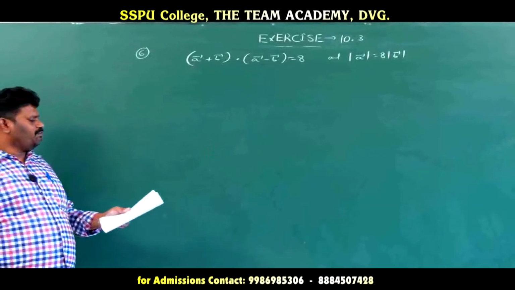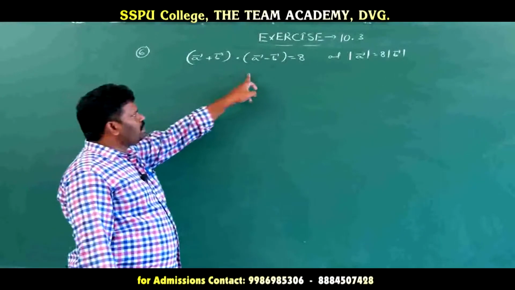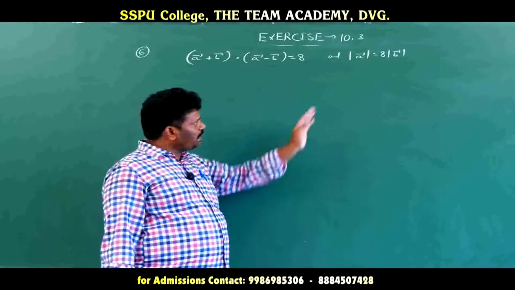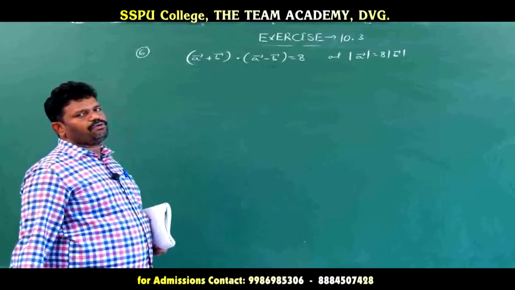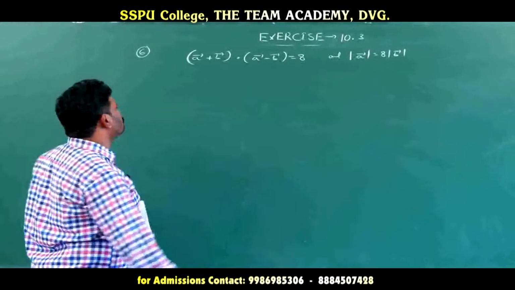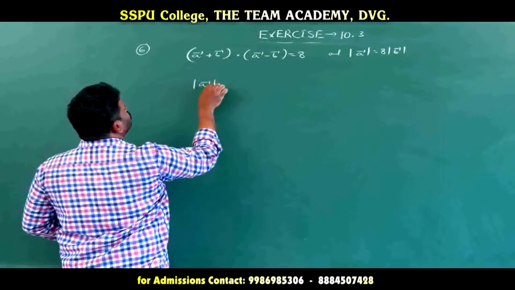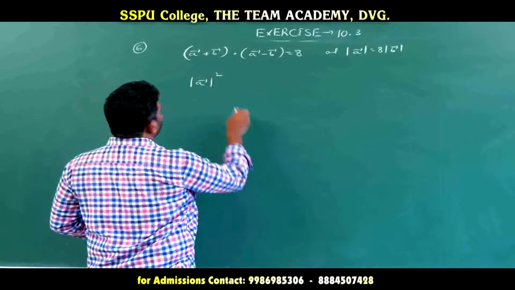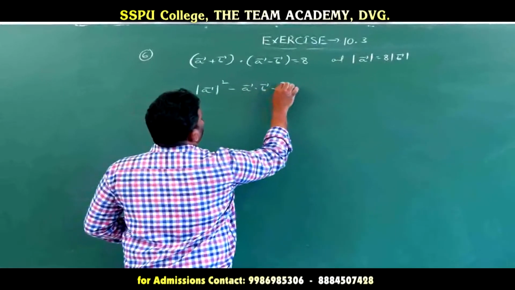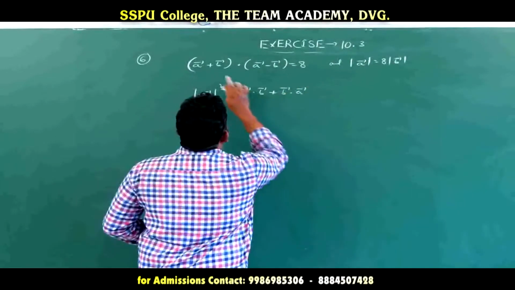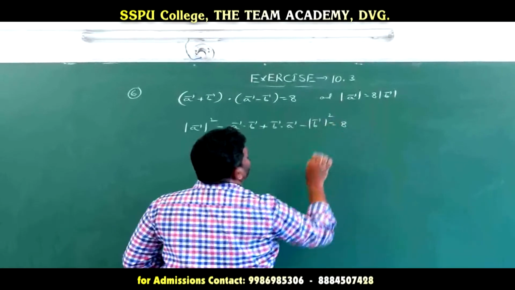Right. Sixth question: find the magnitude of a bar and the magnitude of b bar when (a bar plus b bar) dot (a bar minus b bar) is equal to 8, and magnitude of a bar is equal to 8 into magnitude of b bar, given. So to find the magnitude of a bar and magnitude of b bar, first we apply the dot product: a bar dot a bar is magnitude of a bar square, minus a bar dot b bar, plus b bar dot a bar. So plus into minus minus, magnitude of b bar square is equal to 8.